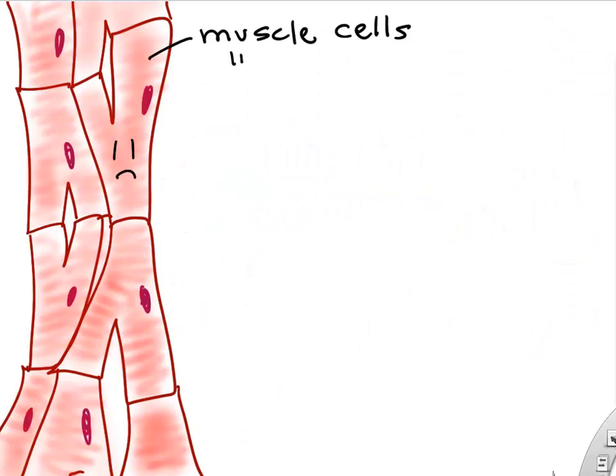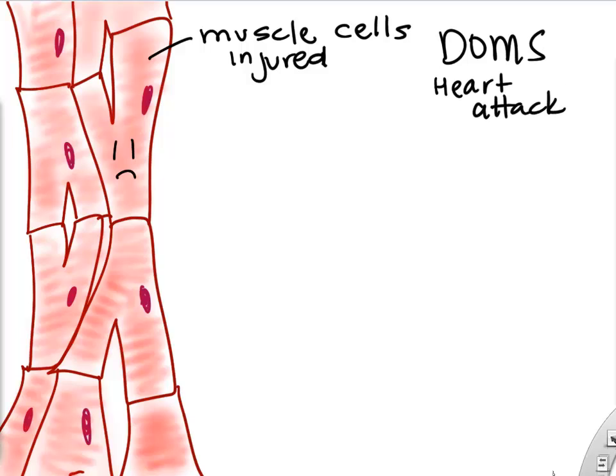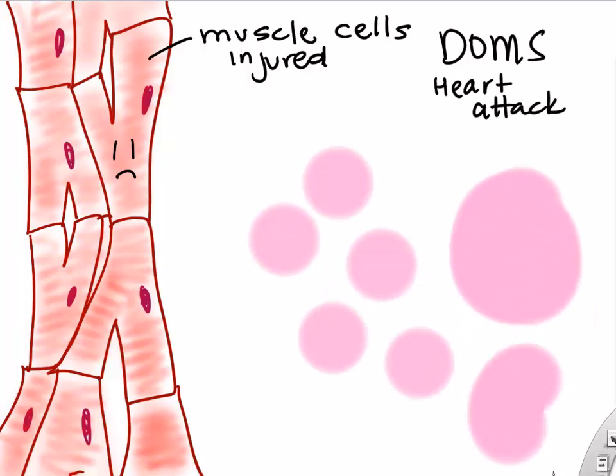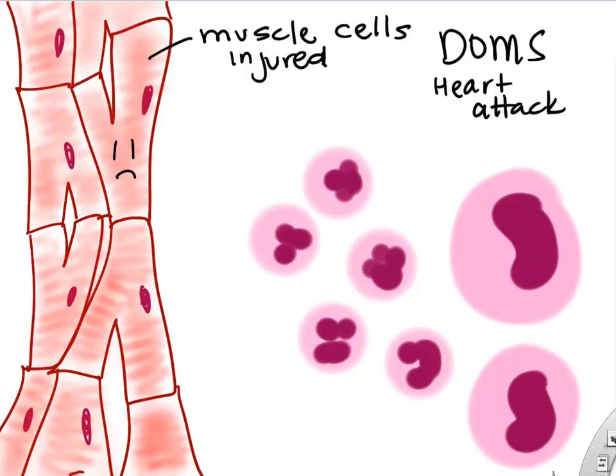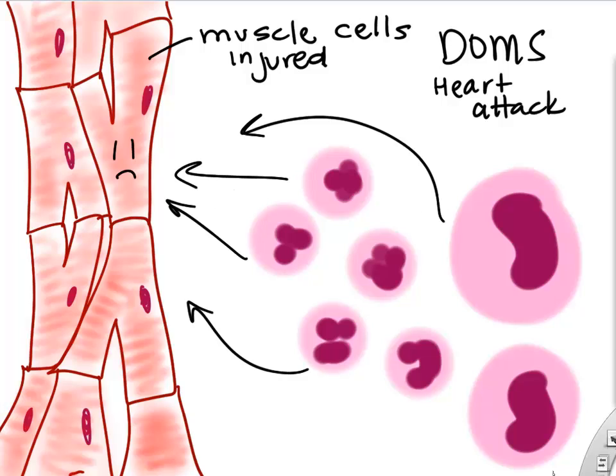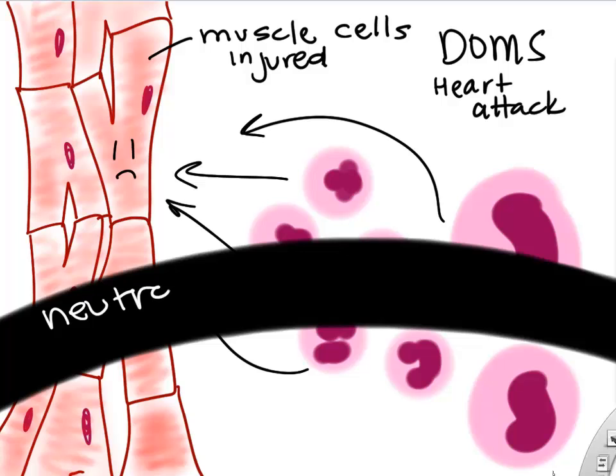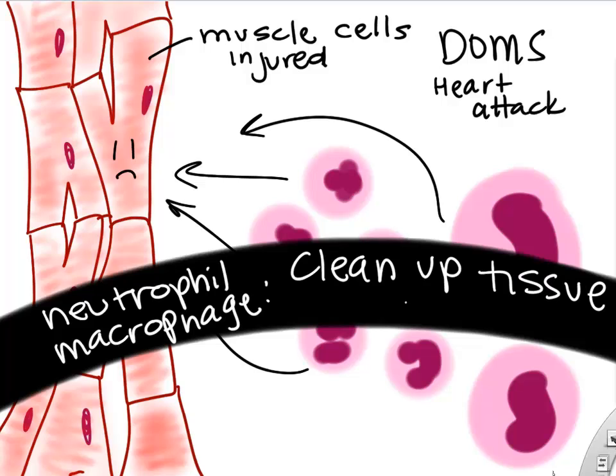I just wanted to note that if you ever have muscle injury, or a heart attack, or a joint injury, neutrophils and macrophages, their job too is to go in and sort of clean up that tissue injury. So let's say you had a heart attack. Neutrophils and macrophages would go in there and clean up the mess and clean up the tissue injury by ingesting the debris, ingesting sick or dying cells.